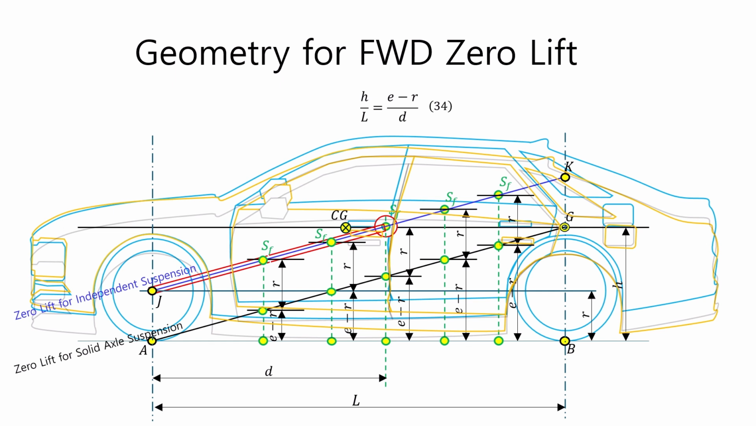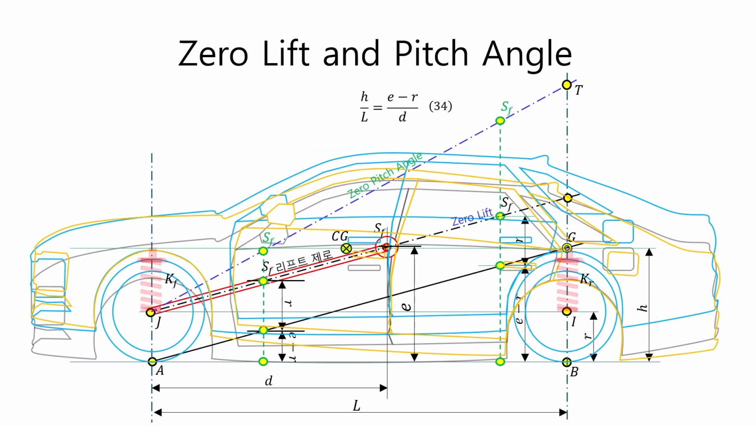Let us examine the relationship between lift and pitch angle. Let's examine the relationship between zero lift and pitch angle when the driving force is applied in a front-wheel drive vehicle with independent suspension and the lift becomes zero. For the sake of convenience, we will assume that the front suspension wheel rate and the rear suspension wheel rate are the same. Cases where these wheel rates differ will be explained later by deriving the corresponding formulas.